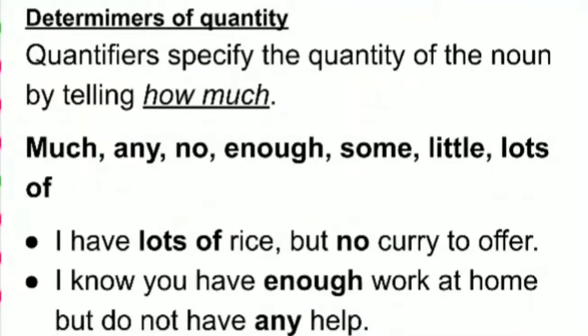Two kinds of determiners: referring determiners and quantifying determiners. Referring determiners are categorized into articles, demonstratives and possessive, whereas quantifying determiners are classified into determiners of number and determiners of quantity. So that's all for today. Thank you.